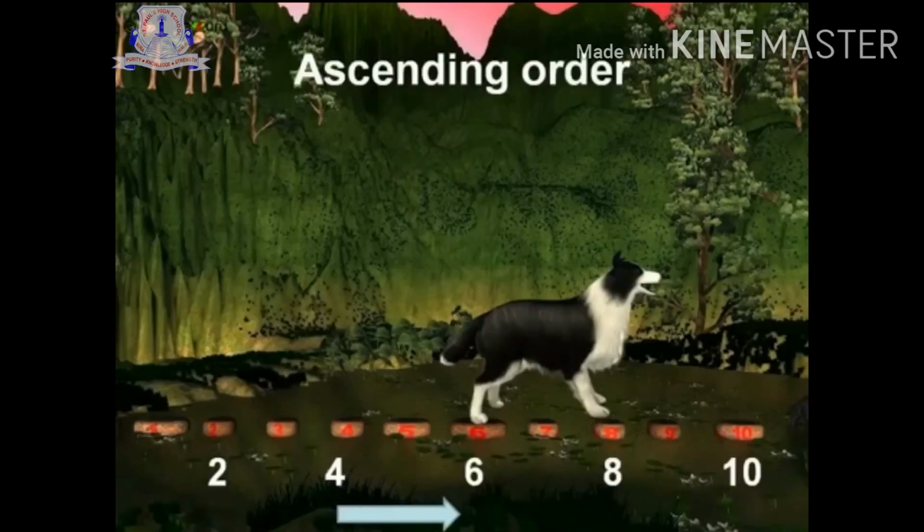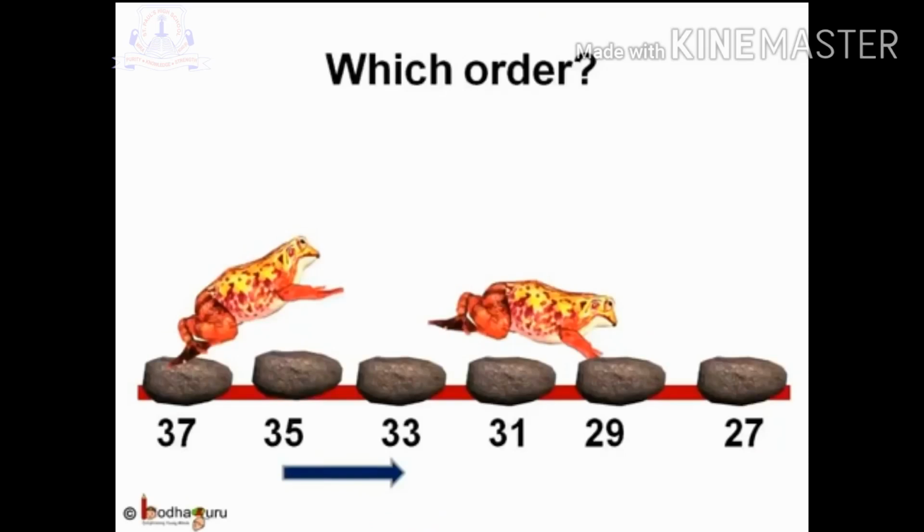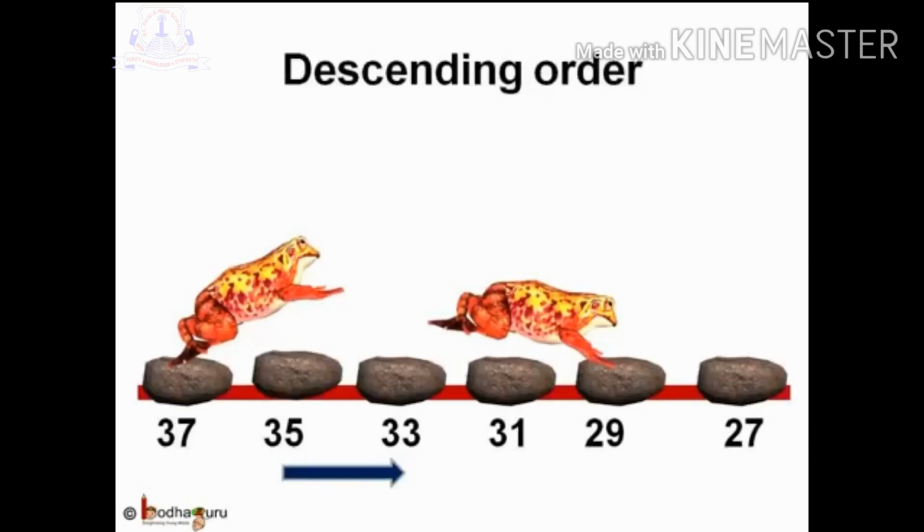And what about the frog? The frog is hopping on the stones 37, 35, 33, 31, 29 and 27. Well, it is descending order, as it is going from the greatest number 37 to the smallest number, which is 27 here.